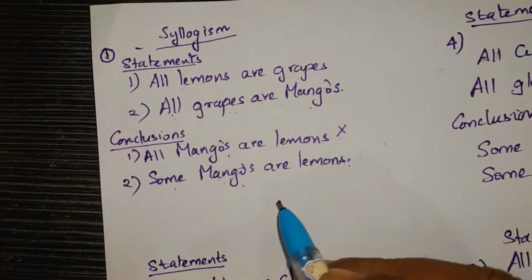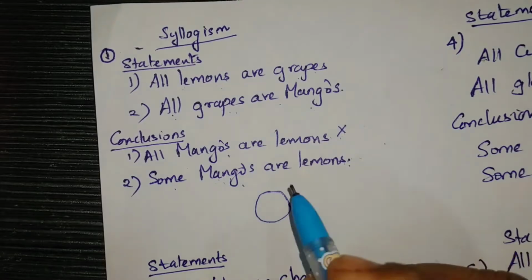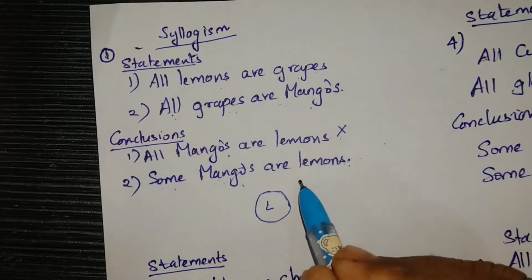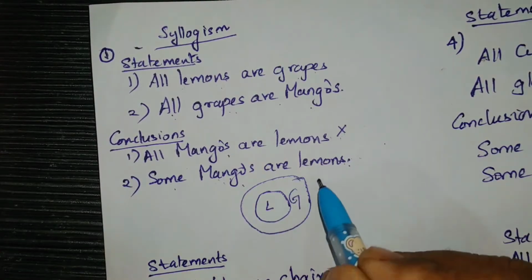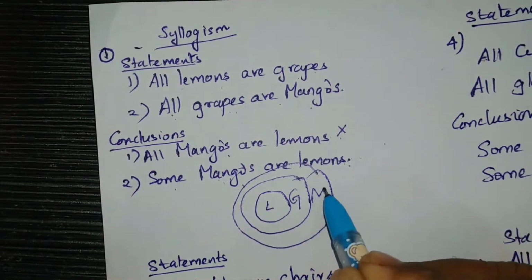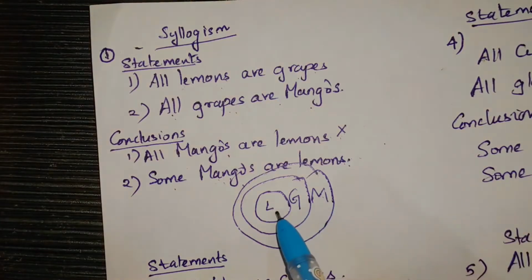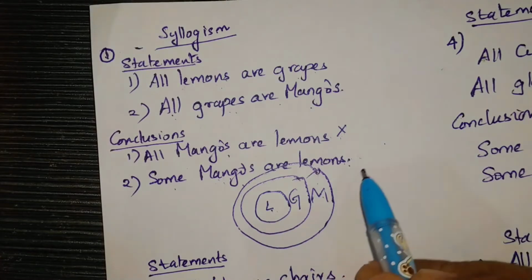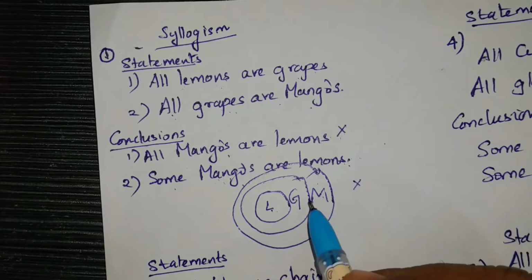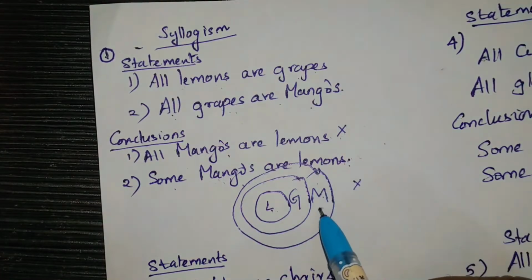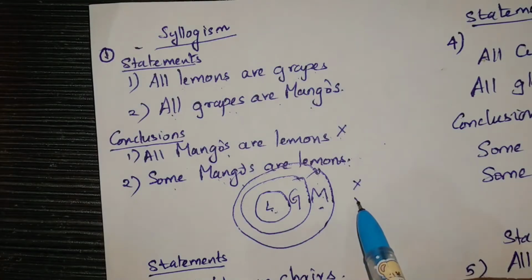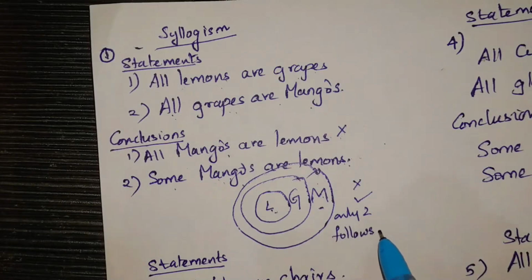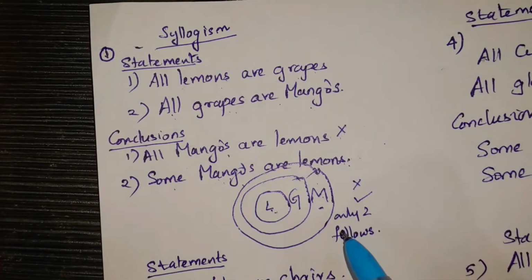So let us see the diagrammatic view. Lemons is one area. All the lemons are grapes is one area. All the grapes are mangoes is one area. Now all the mangoes are lemons. See, mangoes is a bigger circle, lemons is a smaller circle. All the mangoes cannot be lemons. So first one does not follow. Second one, some mangoes: they can take some mangoes as lemons. It's clear from the figure. So only 2 follows. So instead of doing a Venn diagram, I am telling how to solve this by directly seeing the question.